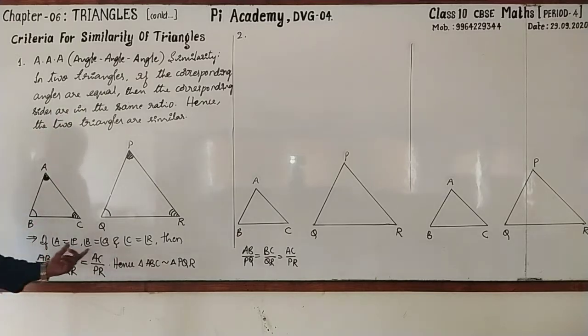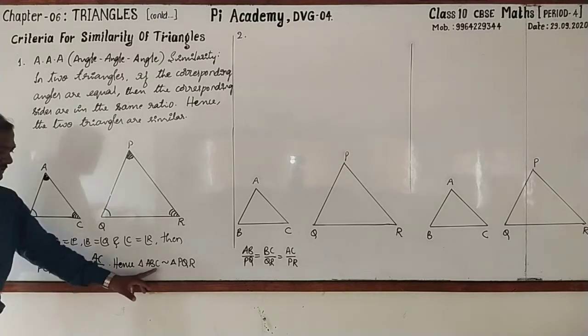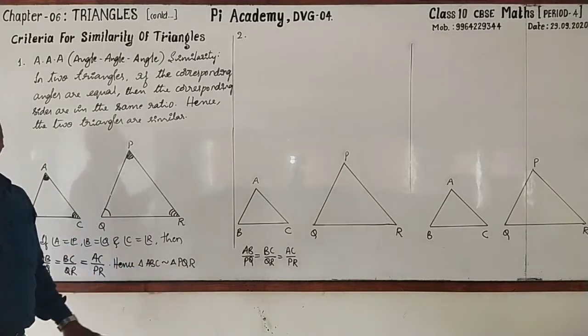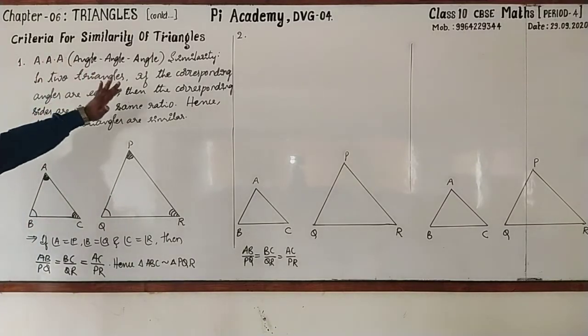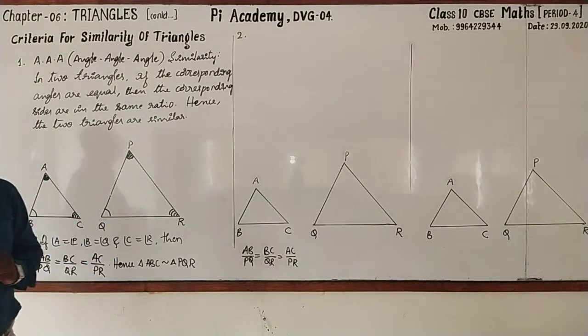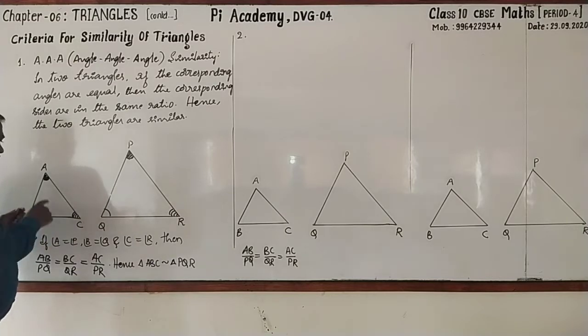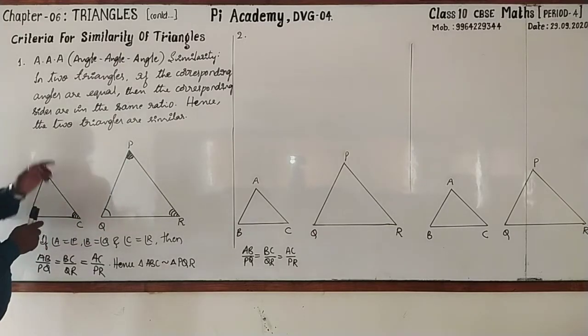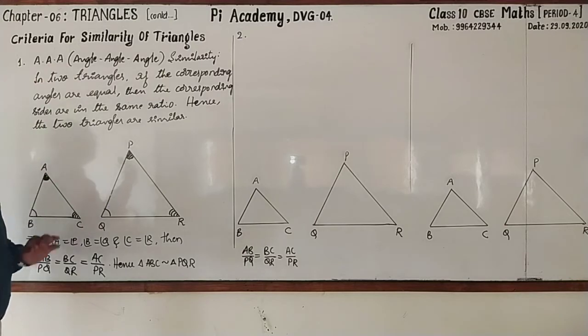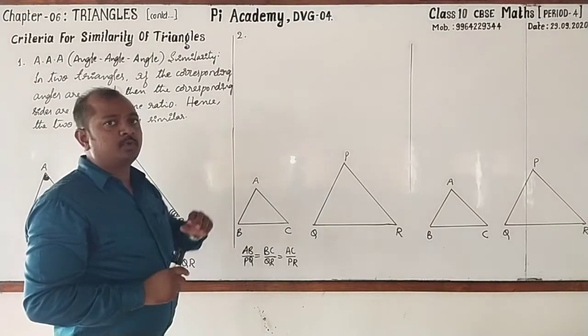Look here. Here the corresponding angles are equal, then obviously the corresponding sides are in proportion, hence the two triangles are similar. And one more information for you all, that here AA similarity is also known as AAA similarity. Do you know why? The reason is, in any two triangles, if two pairs of corresponding angles are equal, the remaining angles will also be equal. That is why it is also called AAA similarity. Remember this. Now, let's move on to the second one.